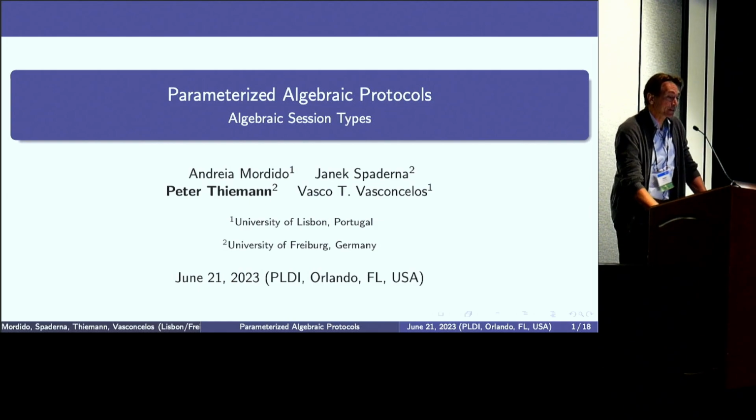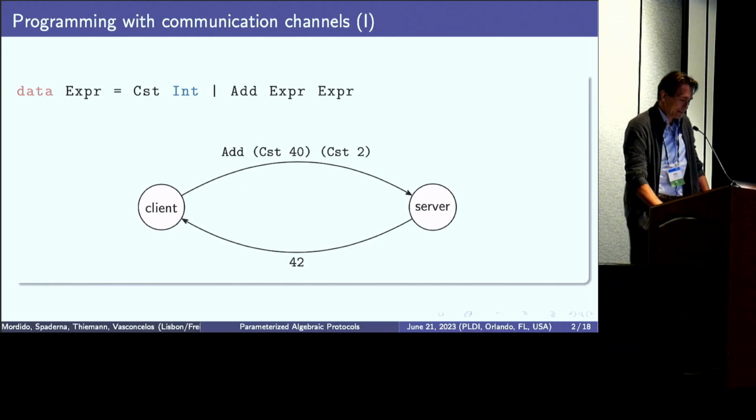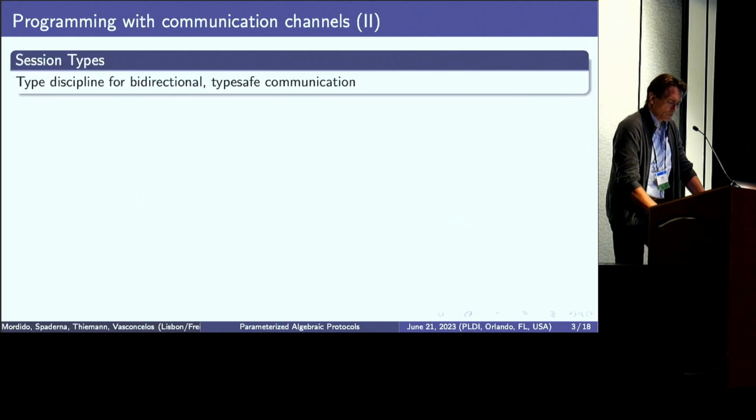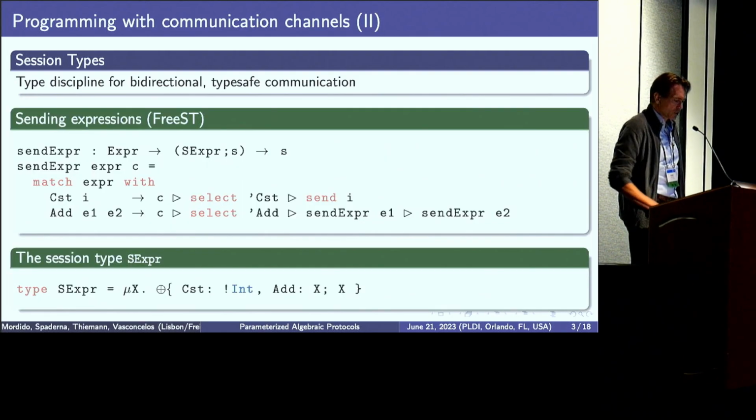Let me take you on some programming task. Namely, I would like to send some data over the network, and in my case, the data is taken from this algebraic data type of simple arithmetic expressions. Something that you might come upon to solve this task is a type discipline called session types, which allows you to do bidirectional type-safe communication between, in this case, two partners. And let me just show you an implementation of that.